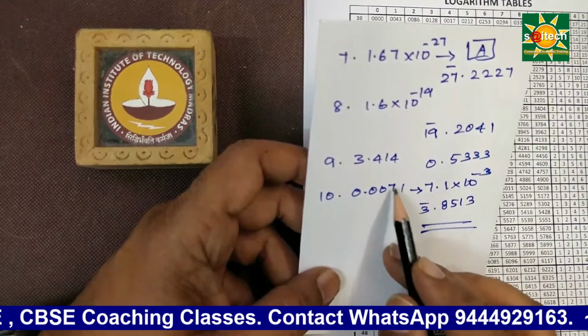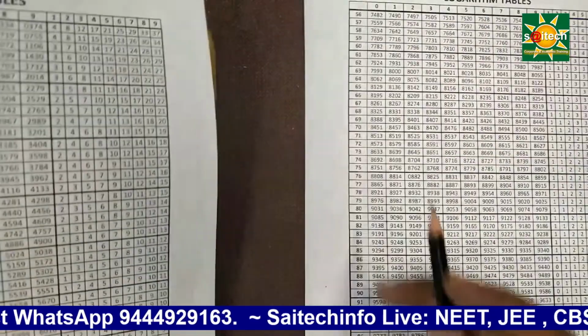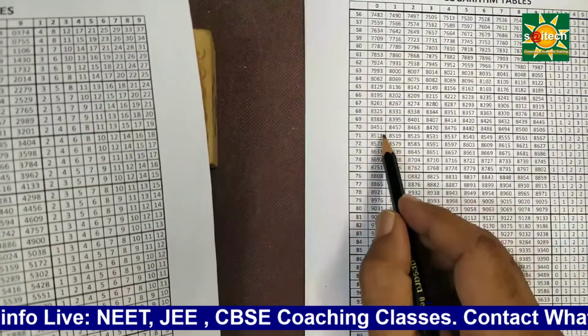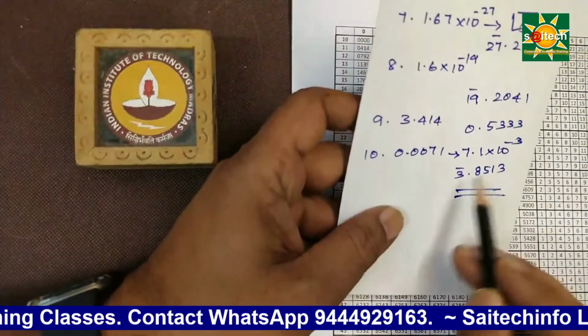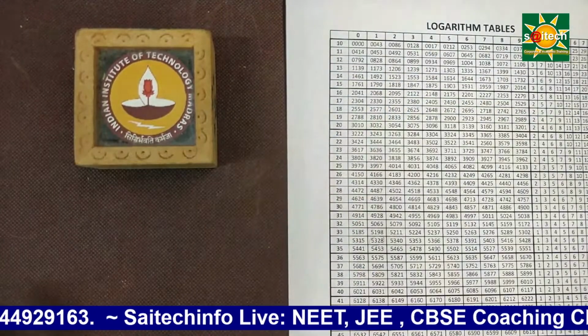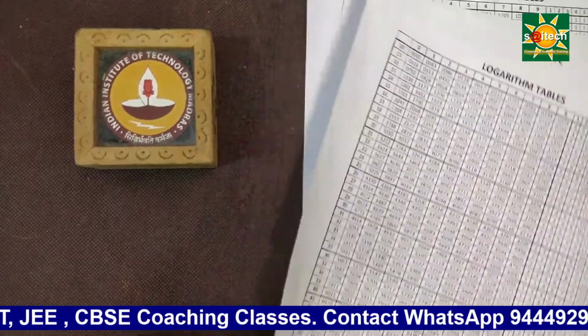Now 71. What is the value of logarithm in 71? 71 is 8513. 8513. Are you able to follow? So 8513 I put. Okay. Can you follow this? Right. And similarly, you should be able to find out the anti-log also.